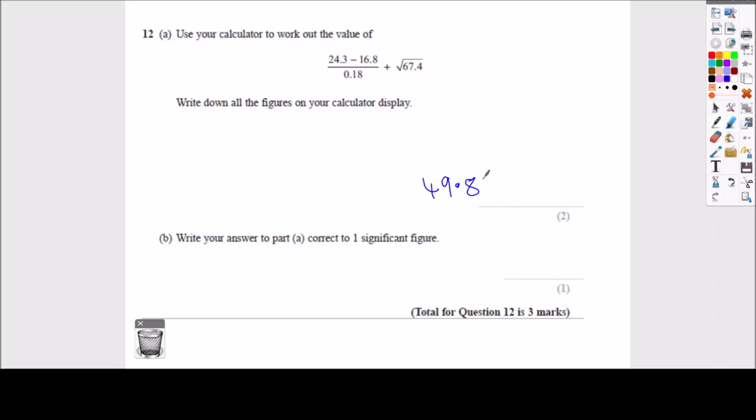And we get 49.87641697. I think it's a bit dark in here, let me just double check that. 49.8764, right, good. Now for part 2, write this down to one significant figure. Be careful, that is not one decimal place. The answer is not 49.9. One significant figure means you're only allowed one digit, which is not a 0. So that's going to be 50.